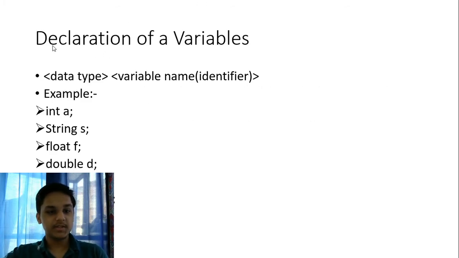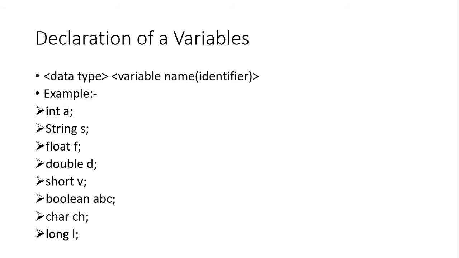Declaration of variables. To declare variables, first we need to specify the data type, which is one of the primitive data types, and then the name of the variable, which should be a valid identifier, which we discussed in the previous episode. Some examples are int a, String s, strings I said we'll be discussing in a later video, float f, double t, short v, boolean abc, char ch, and long l. So that's how you declare a variable.